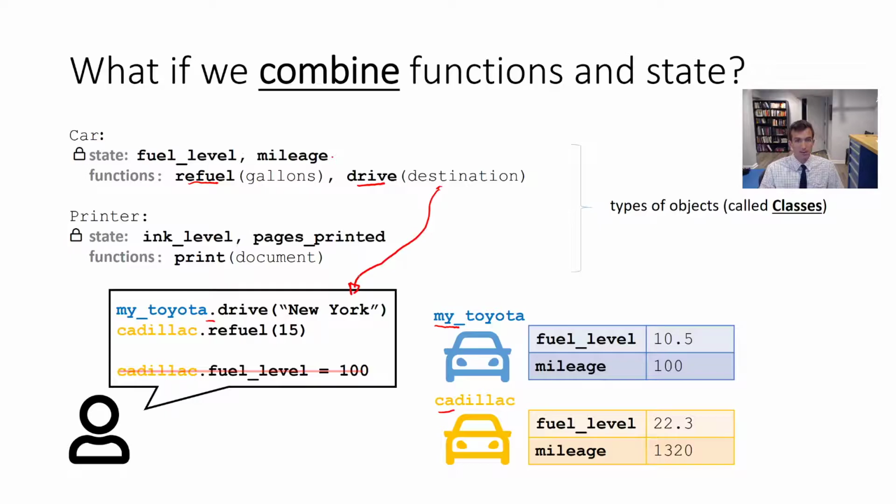Does that make sense? Do not access the state variables directly. I've put a little padlock next to them to suggest this, right? Python will let you touch the state variables, and sometimes we will, but it's poor practice. You should put fuel in your car by using the refuel function, not by just arbitrarily setting the fuel level to 100.